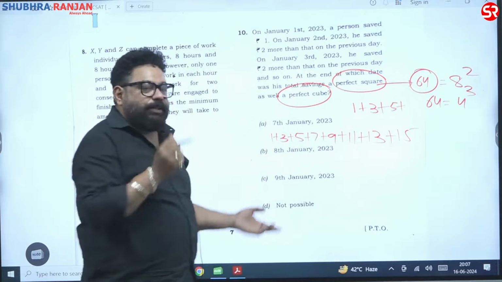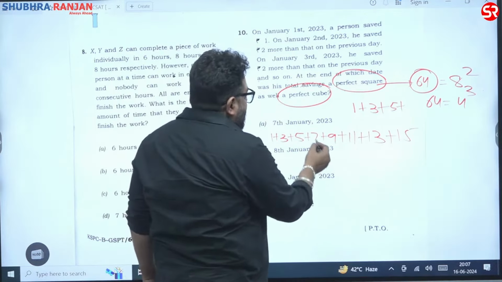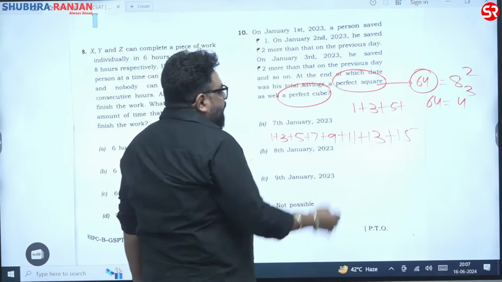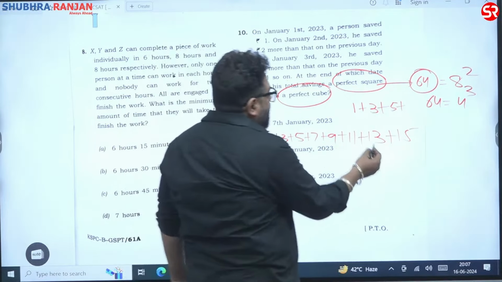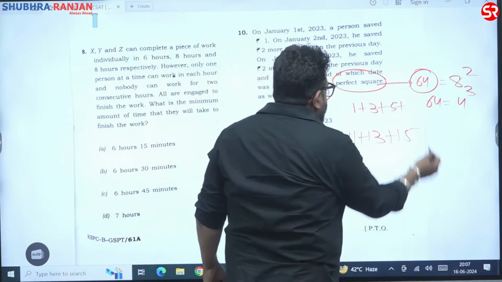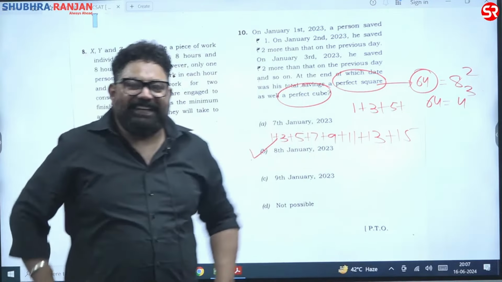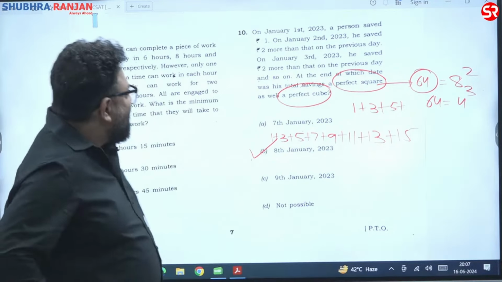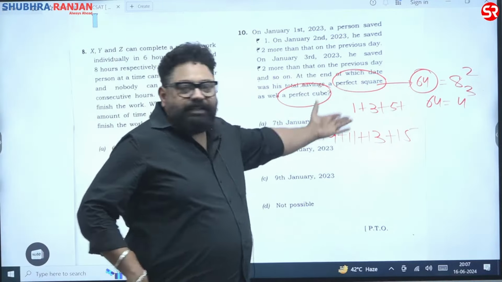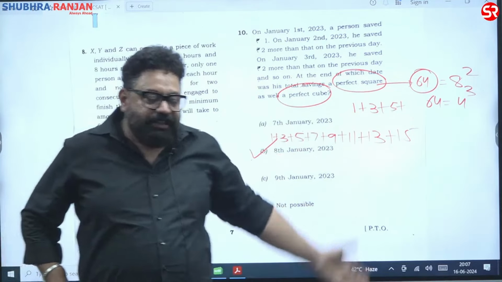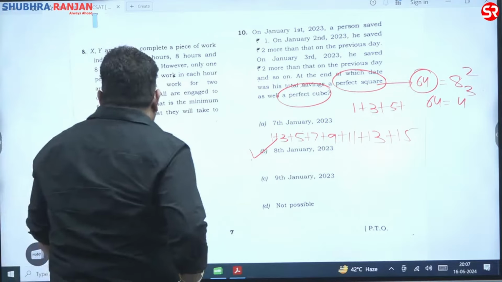If you sum total this, 1 plus 3 is 4, 4 plus 5 is 9, 9 plus 7 is 16, 16 plus 9 is 25, 25 plus 11 comes out to be 36, 36 plus 13 is 49, 49 plus 15 is 64. 8th of January, right? So again, you just need to have basic concept. And yes, these kind of things you should always be ready with. They are not going to ask you a direct thing, right? I hope this is good, guys.